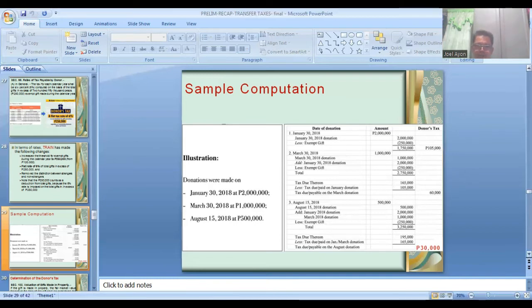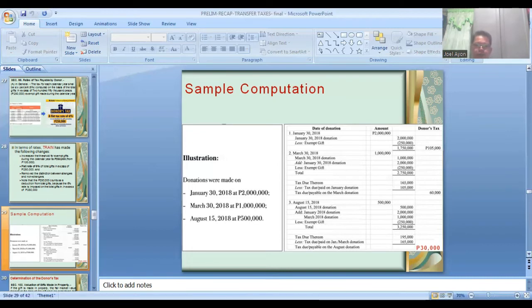Then you will add the first donation from January and the second donation from March 2018, less the exempt gift of 250,000. So the result is 3,250,000. So that's the tax due thereon on August 15, but you will deduct the tax due paid, no? That you already paid from the January and the second donation in March. So 195,000 minus 165,000. So the tax due now payable on the August donation is 30,000.